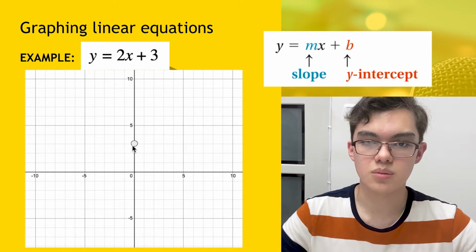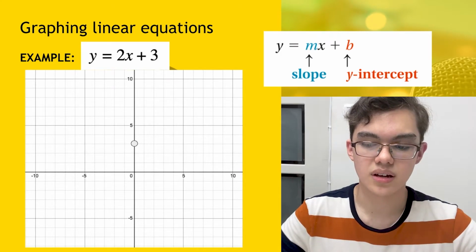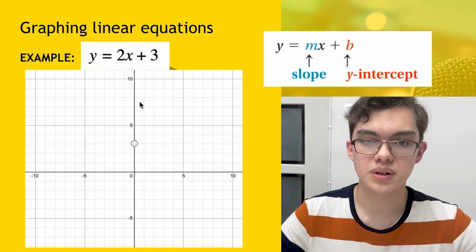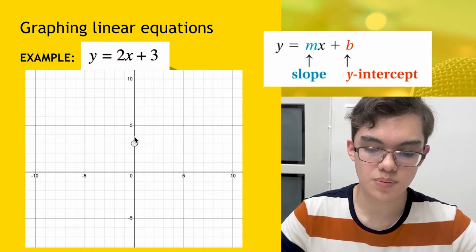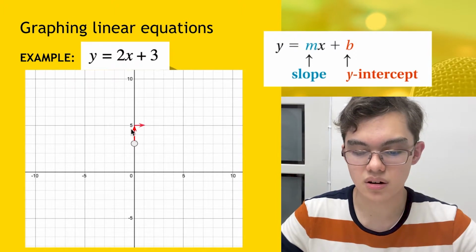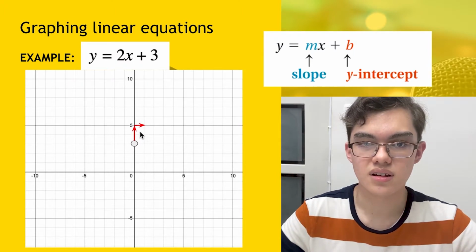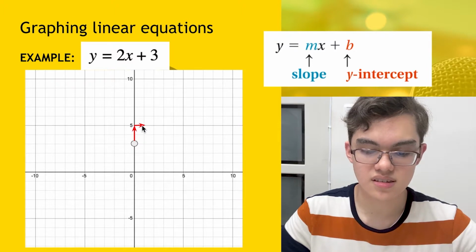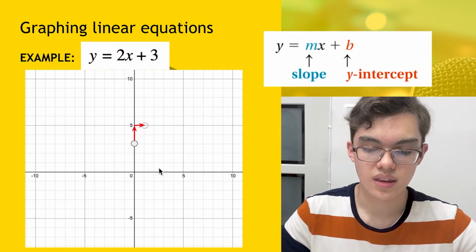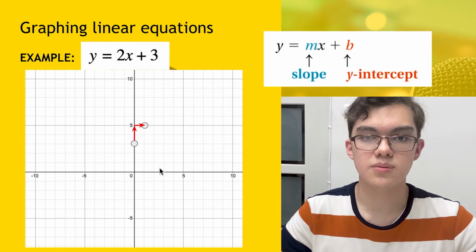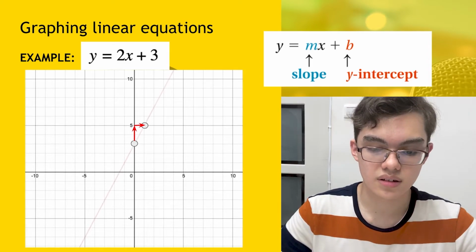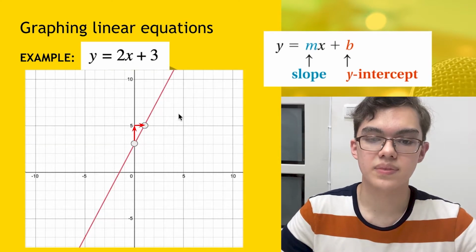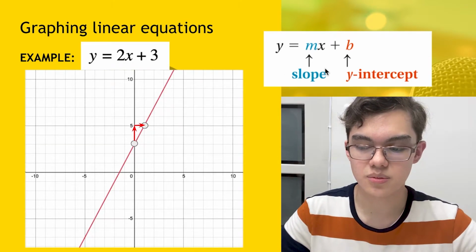And since we know the slope, we can find another point on the line. We go rise over run. So rise over the run would be 2 over 1. So our rise would be 2, and our run would be 1. So we go up 2, that's our rise, and we go over 1, that's our run. So there's another point for you. That's another point on the coordinate plane. And so once we have two points, we can draw a line that goes through those two points. All you need is two points to draw a line. And so that's our line right there. So that's how you graph a linear equation when it's in slope-intercept form.